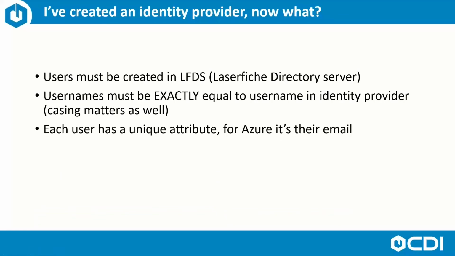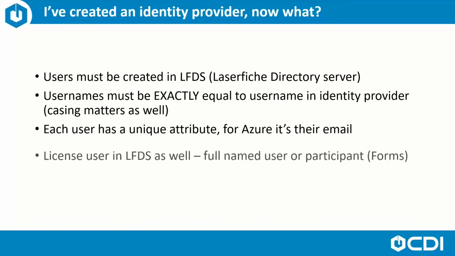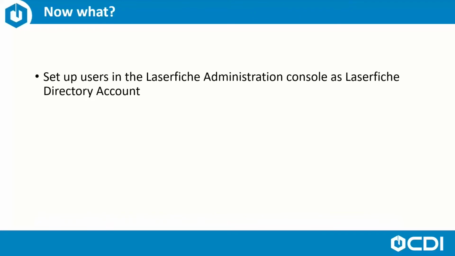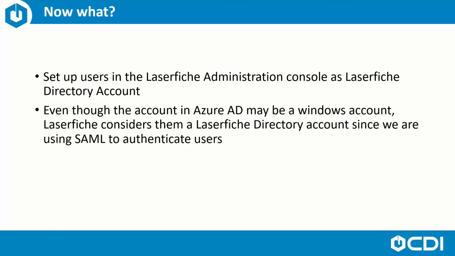Here we can see the details I was referring to earlier about the unique attributes. Once the user gets licensed, our next step is going to be to set up those same users in our Laserfiche administration console as a Laserfiche directory account. Even though the account in Azure, sticking with our Azure example, may be a Windows account, Laserfiche will consider them to be a Laserfiche directory account because we're using SAML to authenticate the users.